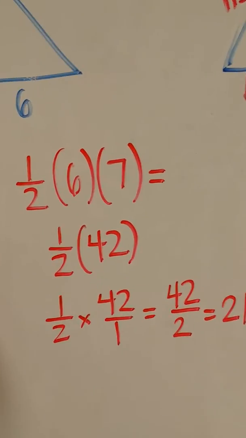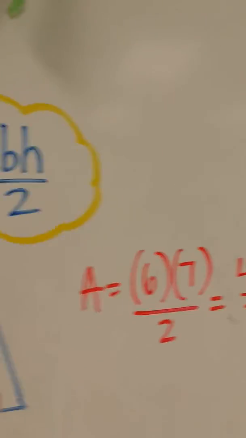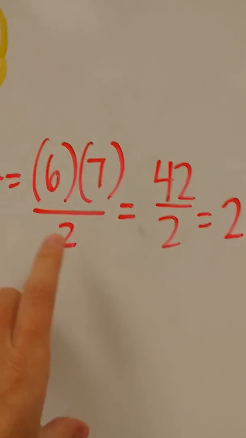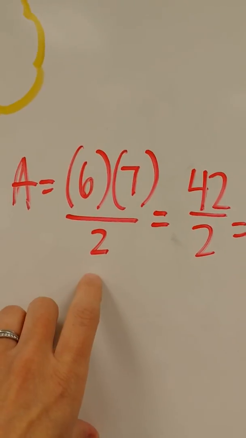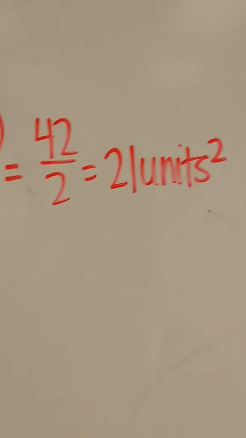Now let's check out how easy it is if you just divide by 2. The area equals base times height divided by 2. Our base was 6, our height was 7, and then we divide by 2. 6 times 7 is 42. 42 divided by 2 is 21 units squared.